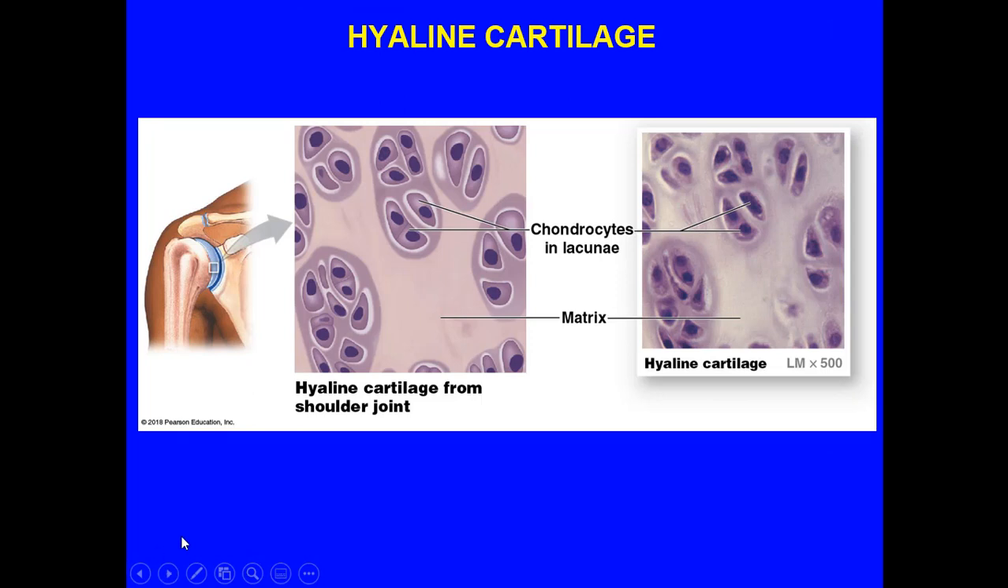As you can see here, here's an example of hyaline cartilage. This is all this extracellular matrix produced by the chondrocytes, but they live in these little pocket holes called lacunae. This is the hyaline cartilage from a shoulder joint. You can see this as the actual slide here. All of this is the matrix. Here are the lacunae, and in here are the chondrocytes.